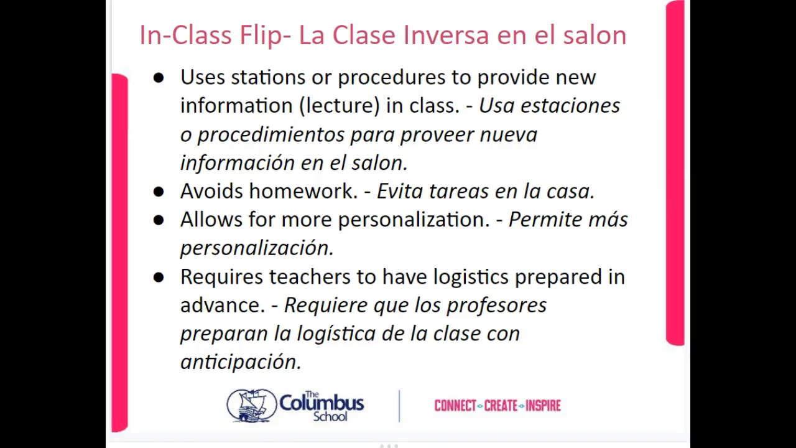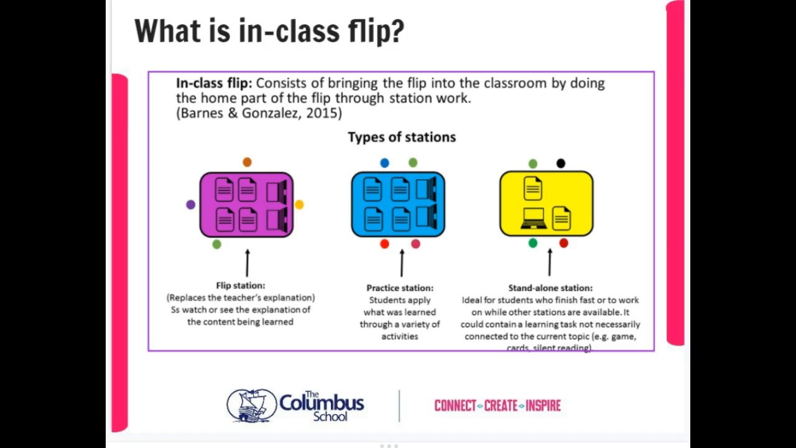So what does that preparation look like? There are plenty of resources about how you can do in-class flips, but basically you'll have three main types of stations. You'll have your station that replaces the teacher lecture, and that'll be a station where the students tend to watch videos or read articles or take in new information. You'll have a practice station, and that station can be independent, group, or have a teacher there, and students are going to apply what they've learned through different activities.